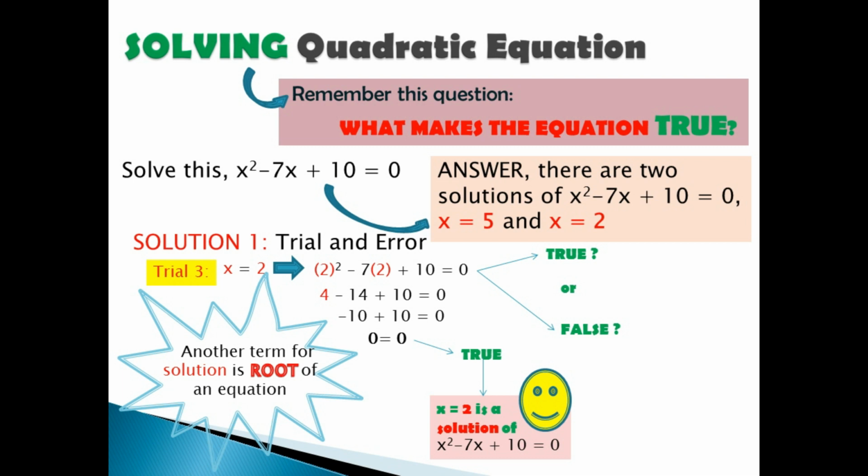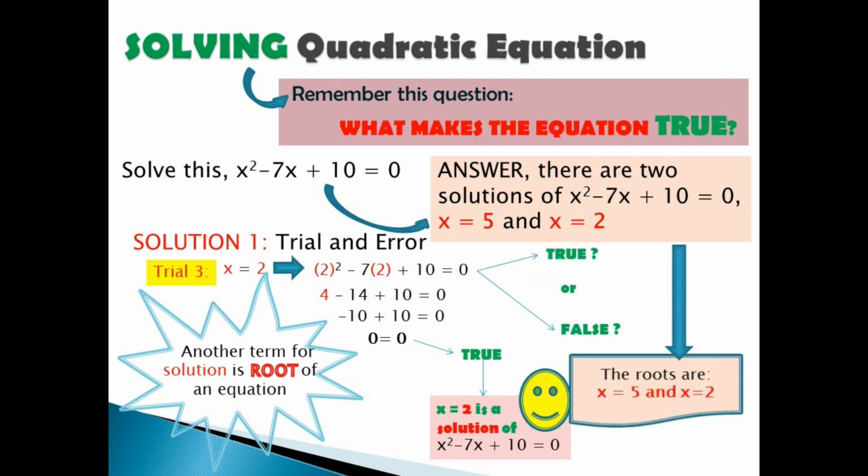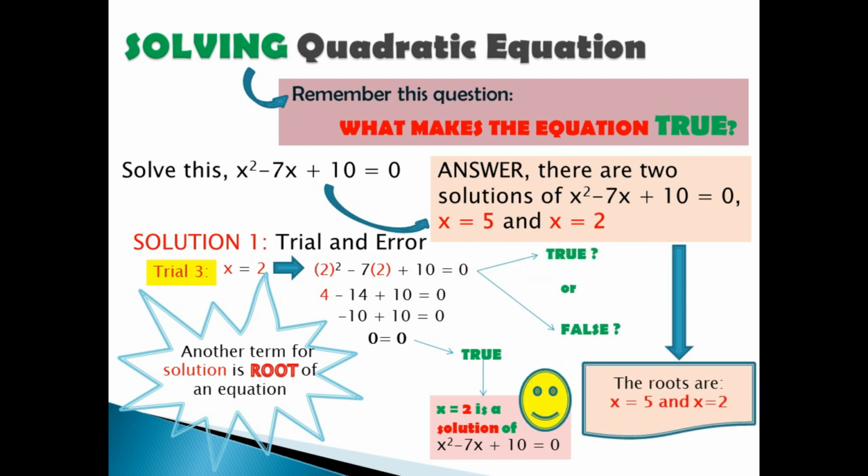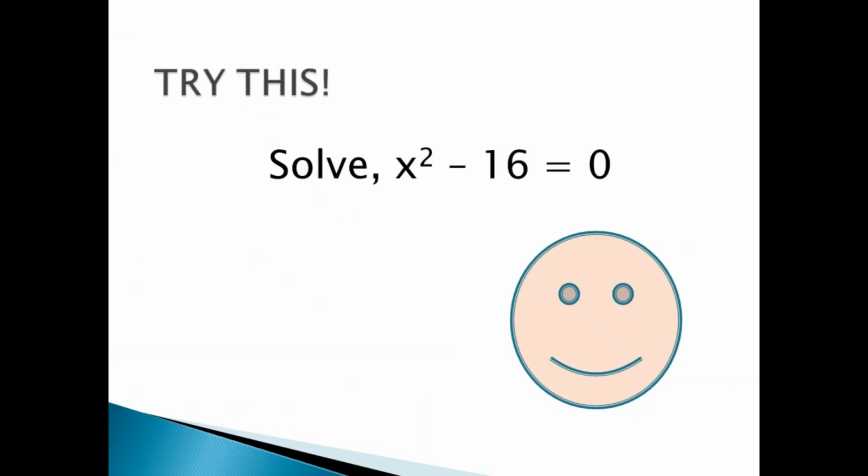Take note of this. Another term for solution is root of an equation. Therefore, we can also say the roots of x squared minus 7x plus 10 equals 0 are x equals 5 and x equals 2. Try this. Solve x squared minus 16 equals 0 during your vacant time, or when you feel bored maybe.